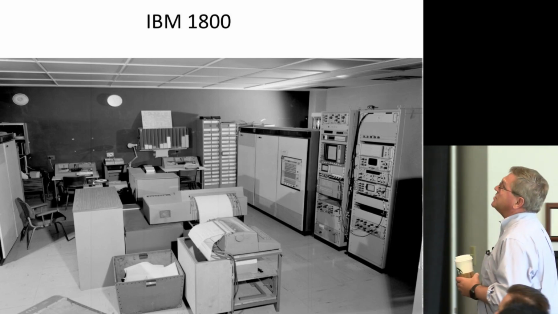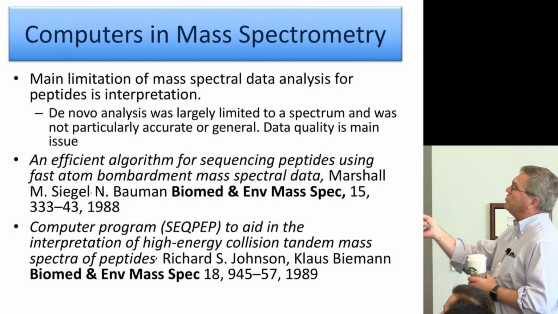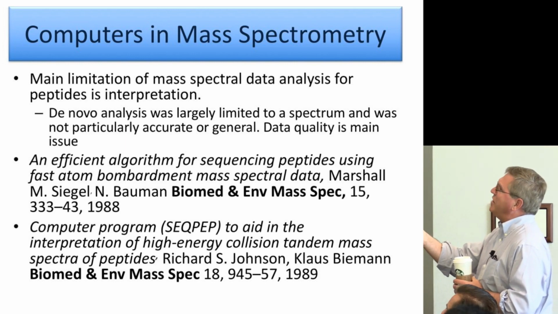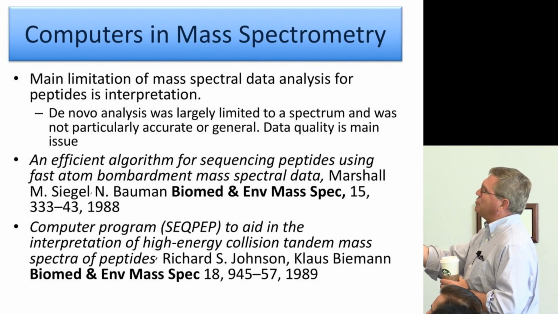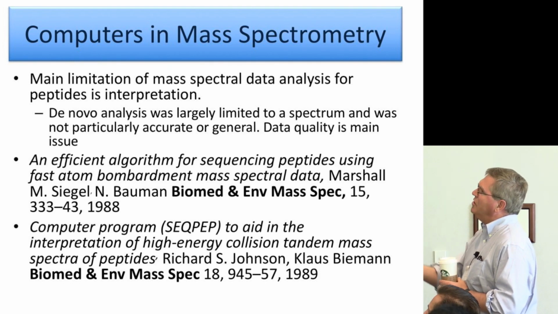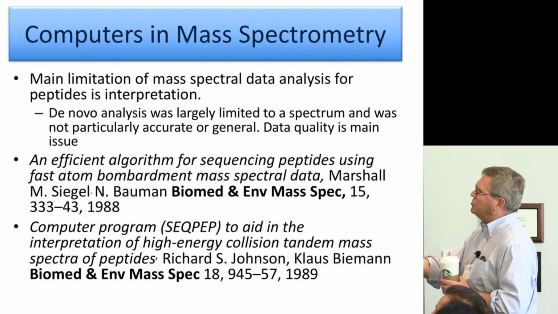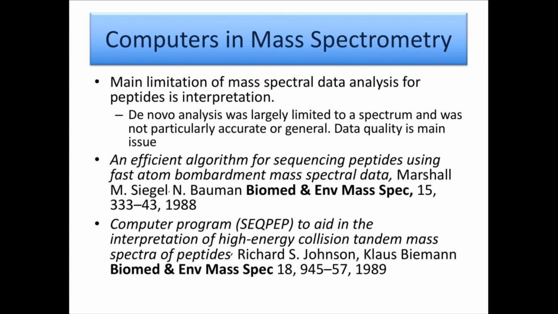All right, so computers and mass spectrometry. The main limitation of mass spectral data analysis for peptides is interpretation. De novo analysis was largely limited to a spectrum and was not particularly accurate or general. Data quality is always the main issue. There were a few attempts to make computer algorithms to do this. Marshall Siegel, back in '88, had a paper, and then Klaus Beeman's lab, Richard Johnson, who's still active in mass spectrometry, also had a paper to interpret high-energy collision tandem mass spectra. So that's peptide spectra that came off of a four-sector mass spectrometer.